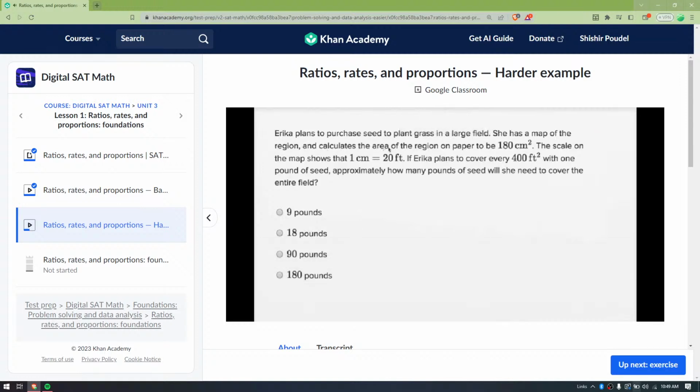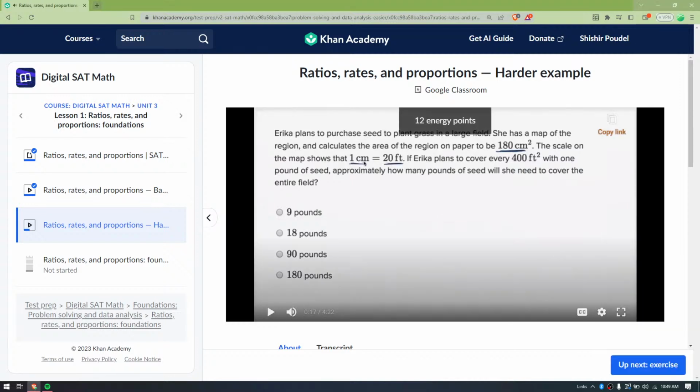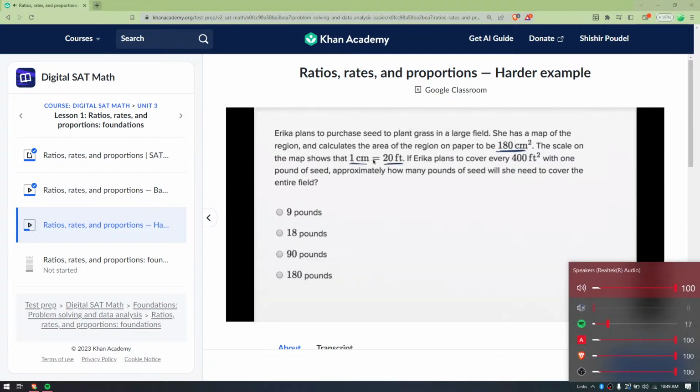She has a map of the region and calculates the area of the region on paper to be 180 square centimeters. The scale on the map shows that 1 centimeter is equal to 20 feet. So they're giving us linear centimeters to linear feet, not square centimeters to square feet. So I think we're going to have to figure that out.